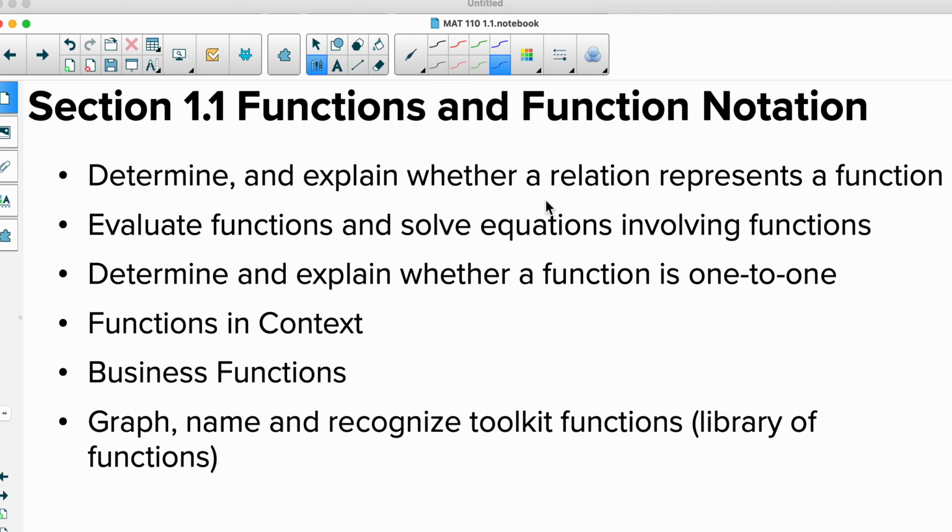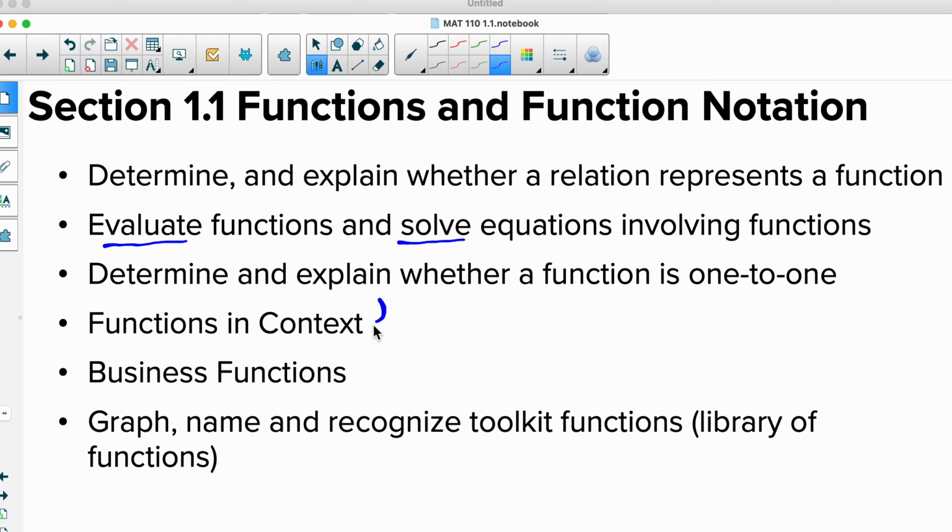This is section 1.1 of Math 110. We're going to start off looking at functions and function notation. We're going to talk a bit about relationships and then specifically what determines whether a relationship is a function. We're going to spend a lot of time, and this will persist through the course, evaluating functions and solving equations, okay?